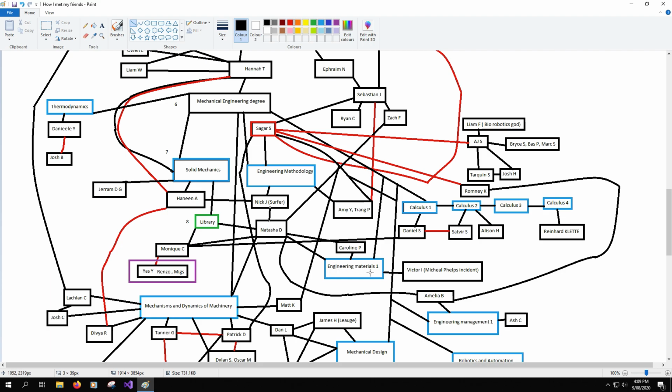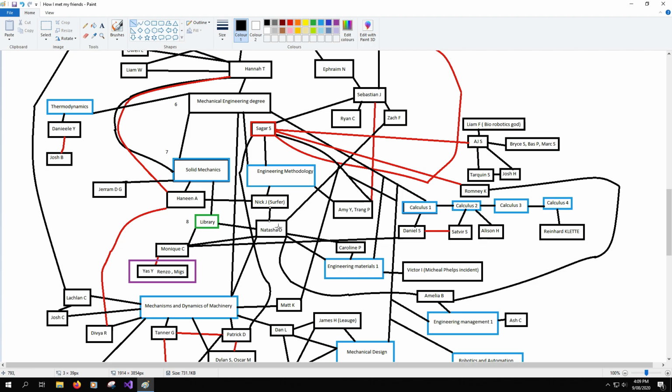So engineering materials. Oh yeah. So from there I met Victor I. He is legendary in that paper because there was a Michael Phelps incident. So he's actually quite legendary in the whole AUT engineering community.